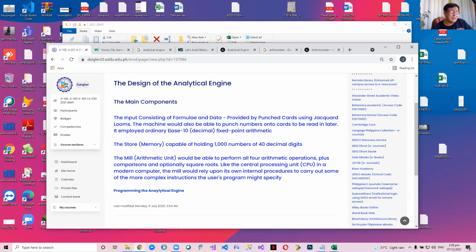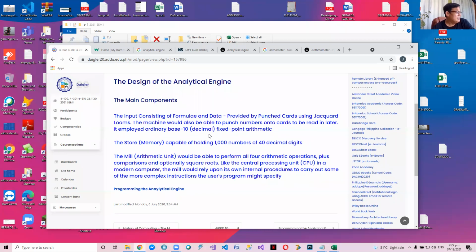It employed ordinary base 10. Problema lang ito, decimal pala yung analytical engine. It was later revised by some other inventors. It employed ordinary base 10 decimal fixed point arithmetic. So what do we mean by fixed point arithmetic? Kasi yung calculator natin ngayon, floating point. Ibig sabihin, limited yung number of decimal places that it can compute. Hindi pwedeng marami, but there are only 10 decimal. So maybe if it's a fixed point, maybe there are 4 decimal places and 6 integer places.